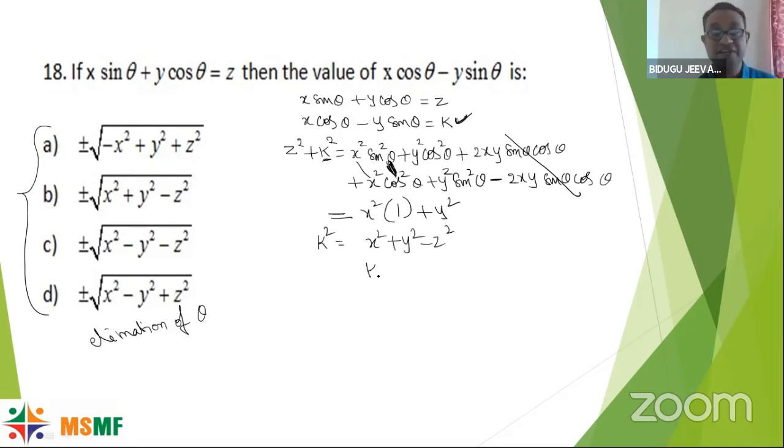What is the value of k? Plus or minus root of x square plus y square minus z square. I think your answer is clear. Simple simplification. Is it right, all of you? So the answer is B. Excellent.